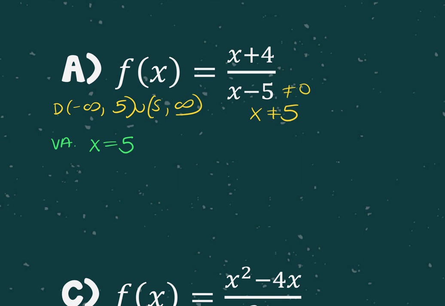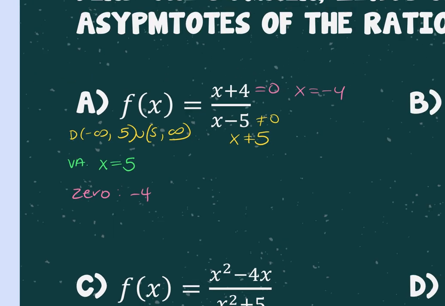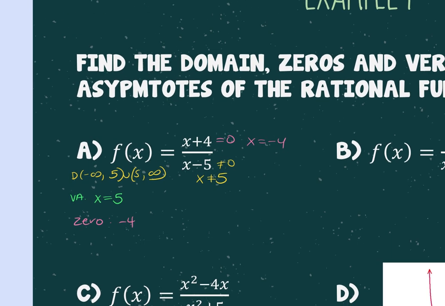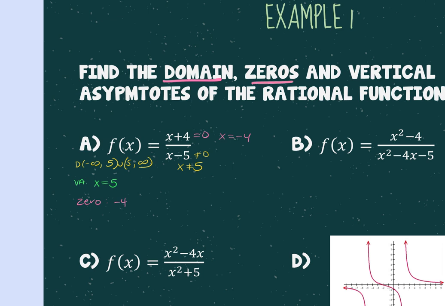And then for the zeros, we set our numerator equal to 0, and I would get x equals negative 4. So my zero, and there's only one of them, is negative 4. And the zeros we list. So we did domain, we did zeros, and we did vertical asymptotes. It didn't ask for it, but what would have been your horizontal asymptote?